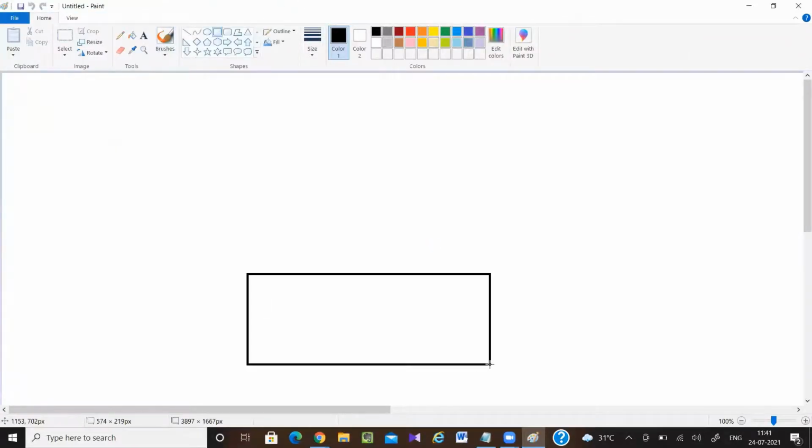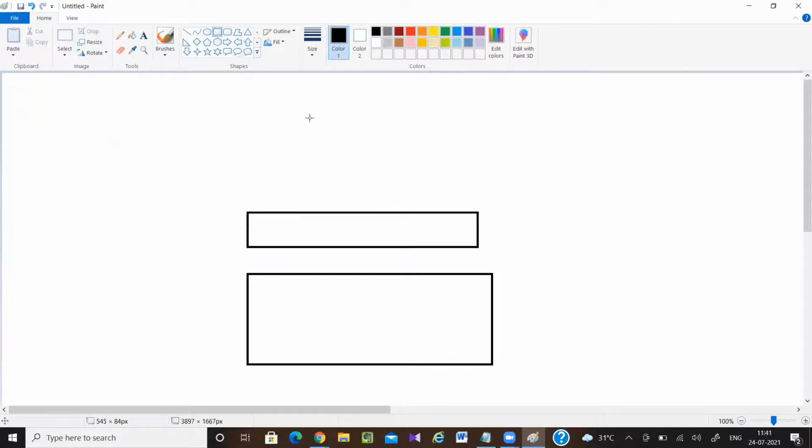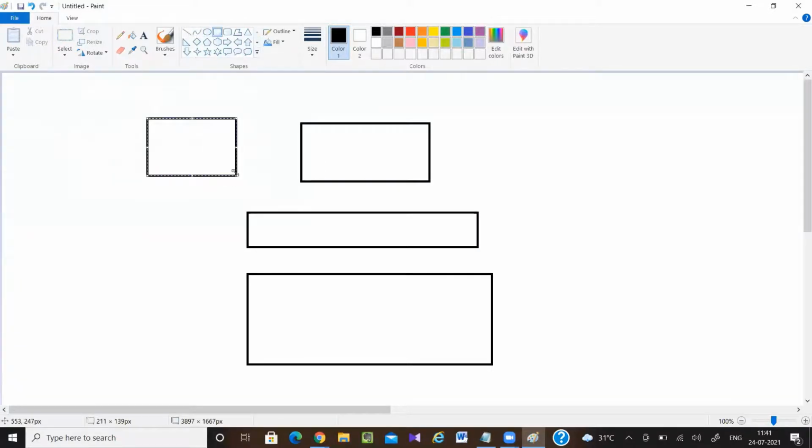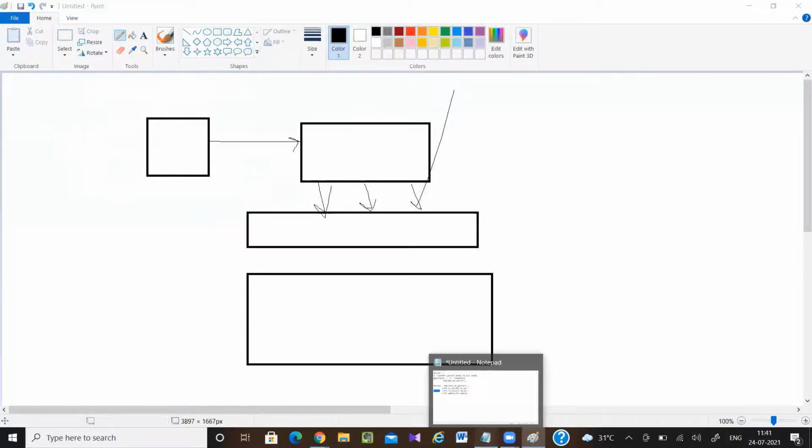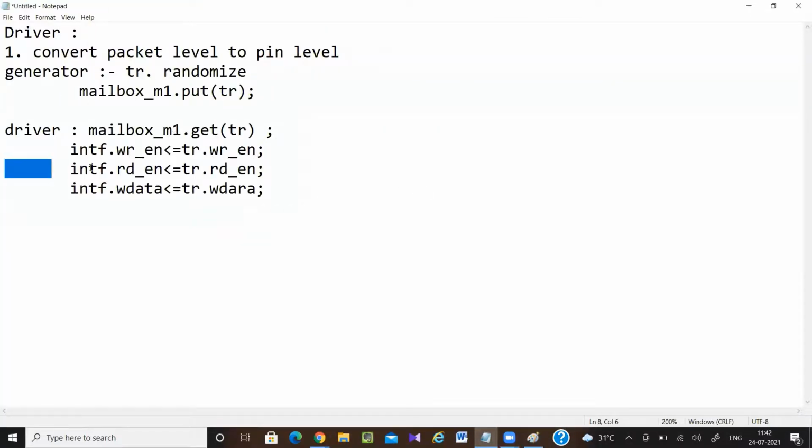So this one is my DUT. Whatever values I provide to the DUT, I provide through the interface, because with an interface, addition and deletion of data will be easy. Now here is my driver, and here is my generator. From the generator, the driver will get the data in packet format. This is just one packet. Now the driver has to provide it to the interface at pin level. So this is how we are converting packet level to pin level.